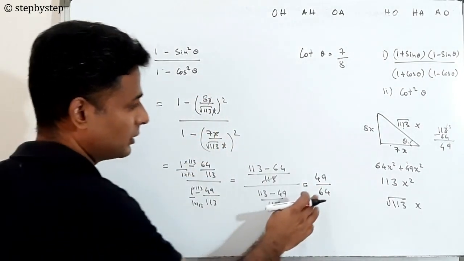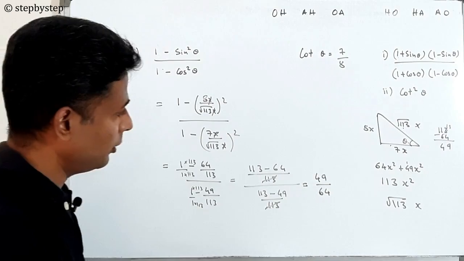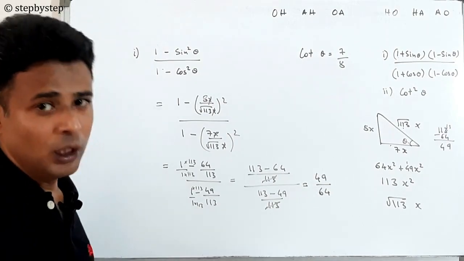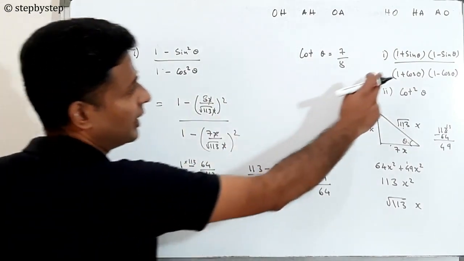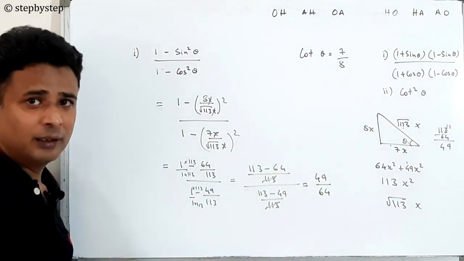Now is there any chance of simplifying this further? Can you divide both by the same numbers? No. So the answer is 49 by 64. So we evaluated this as 49 by 64.